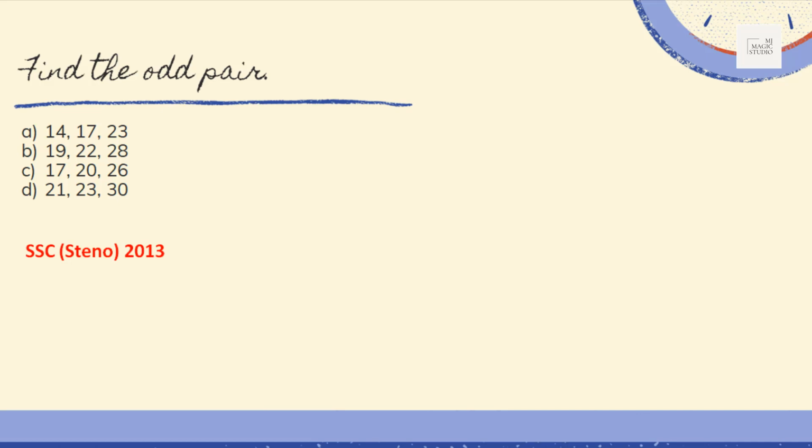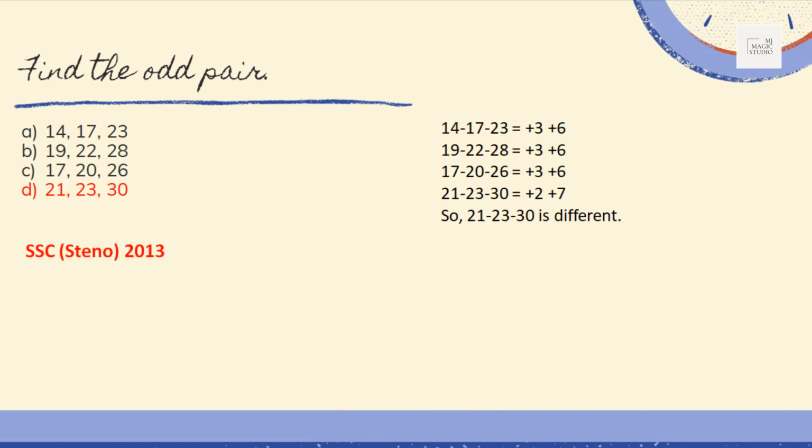Computer Baba says that 21, 23, 30 is the odd pair because of plus 3, plus 6, plus 3, plus 6, and in the last pair it's plus 2, plus 7. So 21, 23, 30 is different. Very good, very good. I hope this is clear. Okay, we take up the last example in classification which I have. You should practice more.